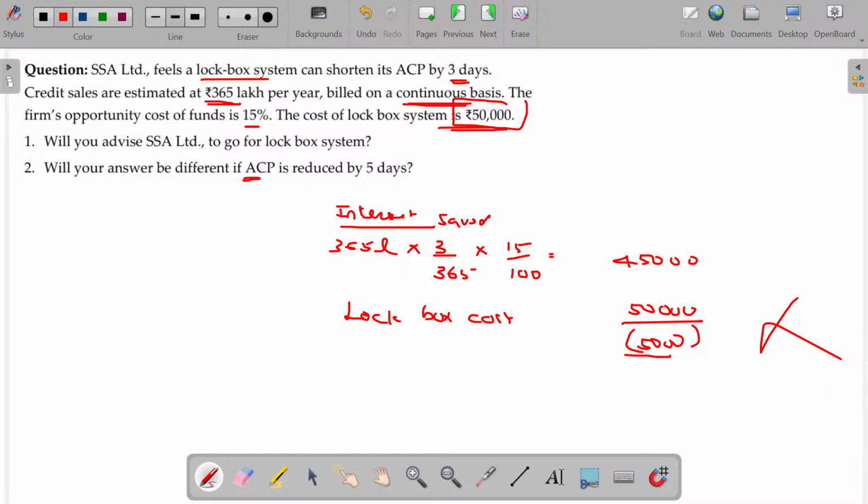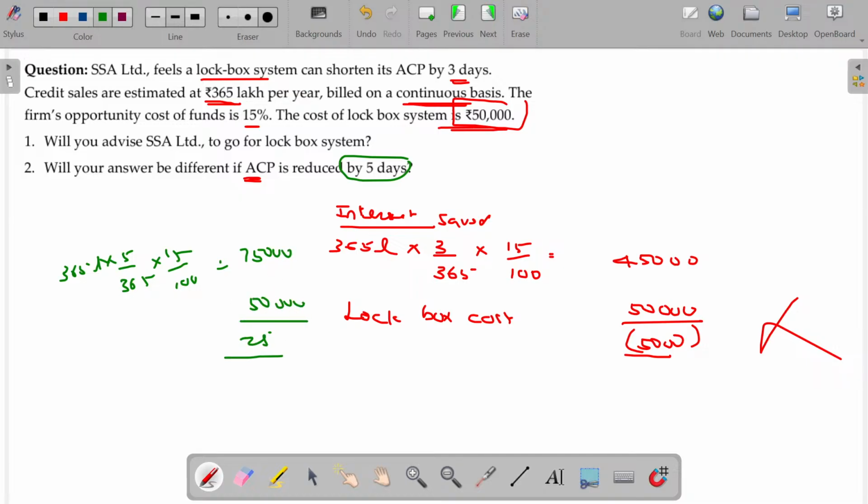So we should not accept. Will your answer be different if the ACP is reduced by 5 days? In case of 5 days, what happens? 365 lakhs into 5 by 365 into 15%. I think 75,000 will be the savings and the lockbox cost is 50,000 rupees. So you save 25,000. In this case, you can definitely accept this. Clear?